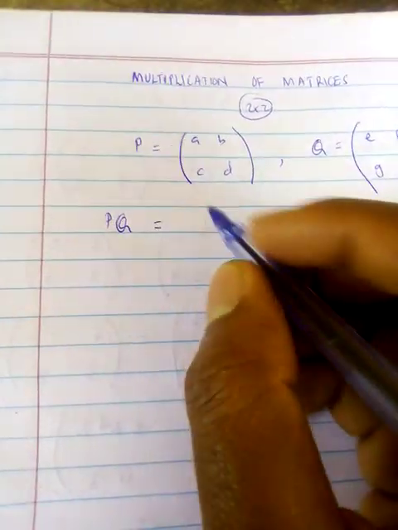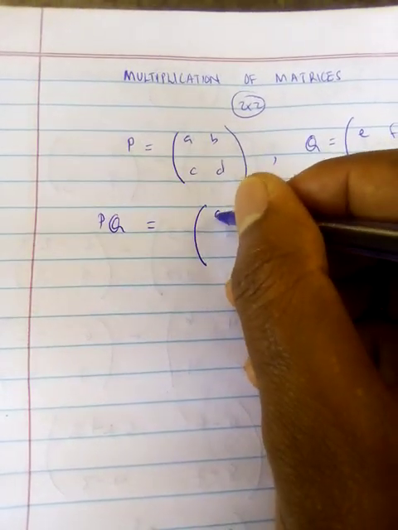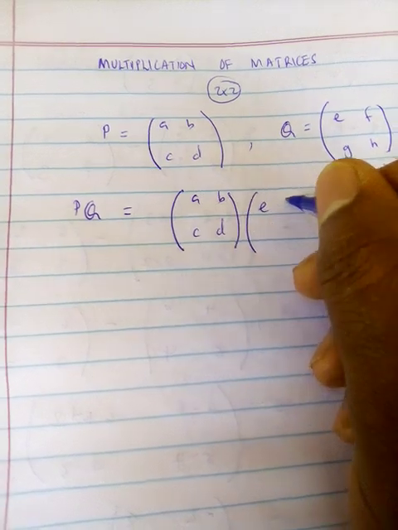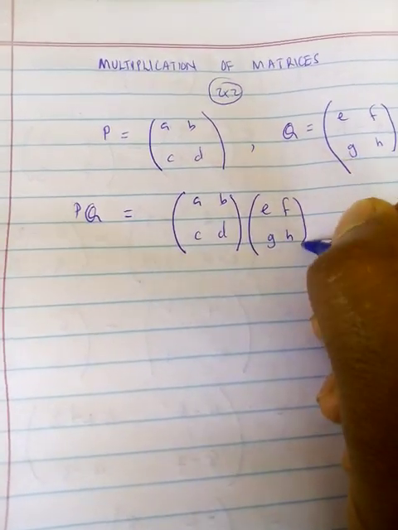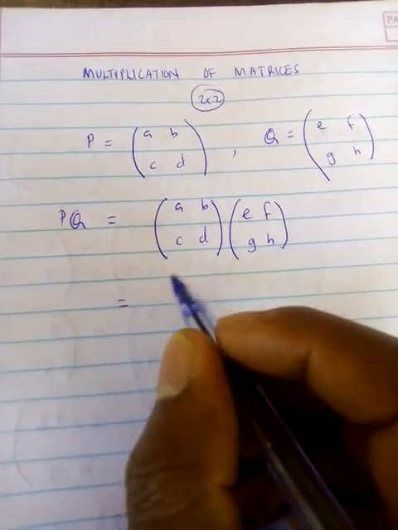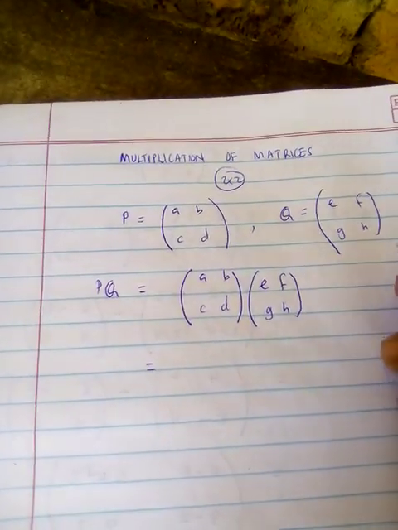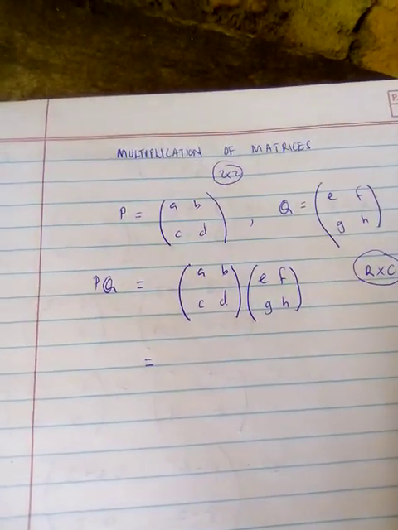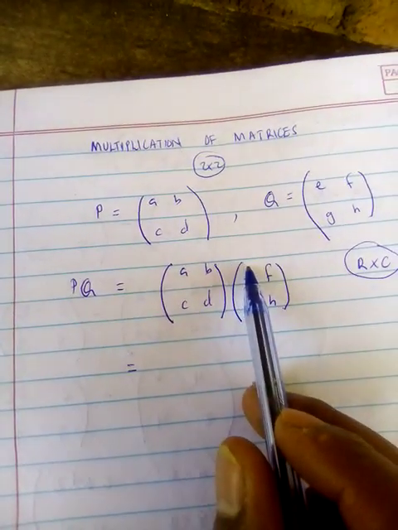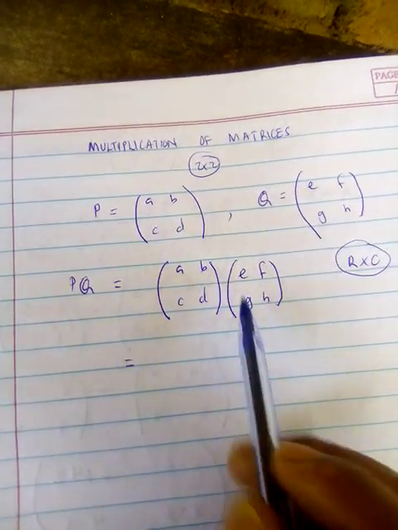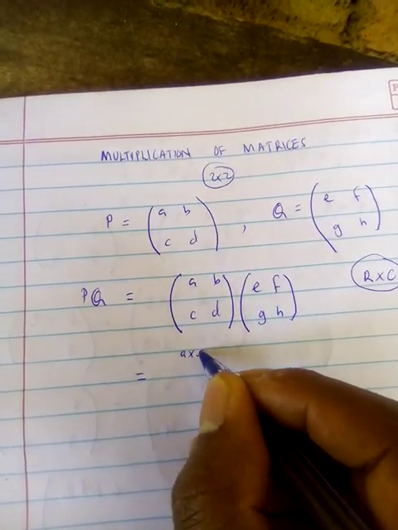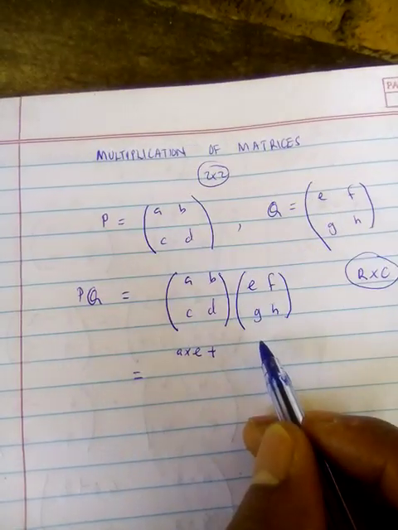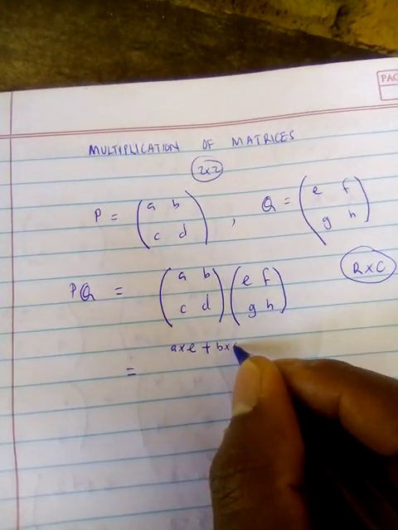So PQ means give me P, which is A, B, C, D, then I'm multiplying it by Q, E, F, G, H, such that we are multiplying row by column. Our principle of row by column still holds here. So row by column, row by column. I'm going to have A times E, then plus, it is row by column, so plus B times G.